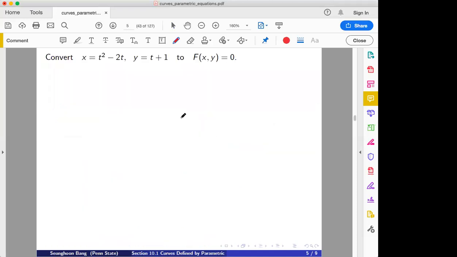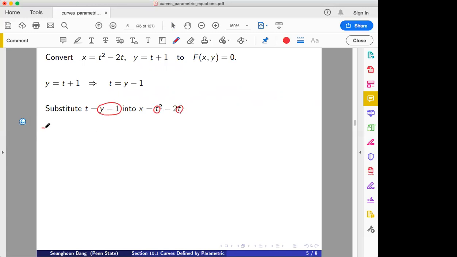How can you change this kind of thing? The first one, y equals t plus 1, is a linear function. You subtract 1 from both sides: t equals y minus 1. Next, you plug t equals y minus 1 into x. You plug this one in for t.